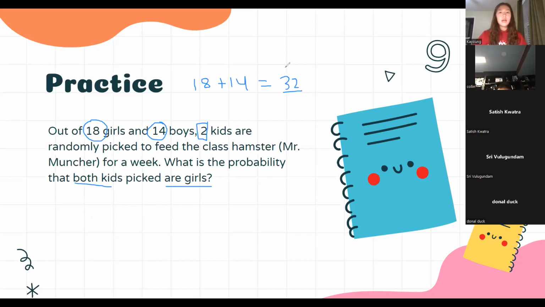So here, let's have our first person being picked, number 1. For number 1, remember probability is what we want over total. What we want is the girls, right? Well, there's 18 of them. So 18 is what we want, and the total, remember we had 32 kids. So this is the probability of picking a girl as the first person. And then let's move on to our second person.